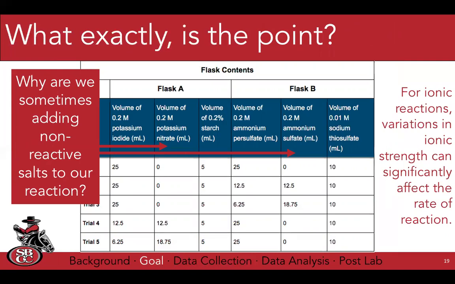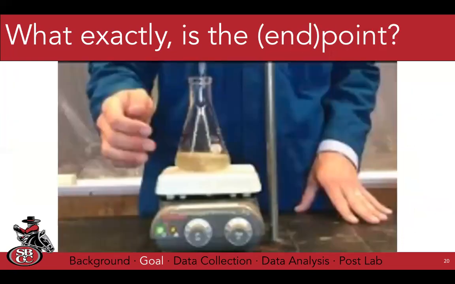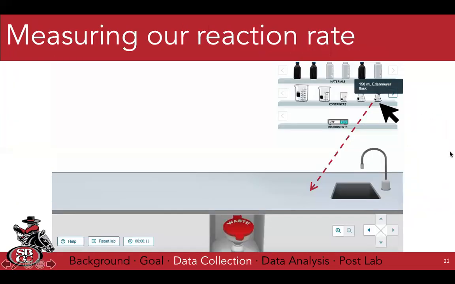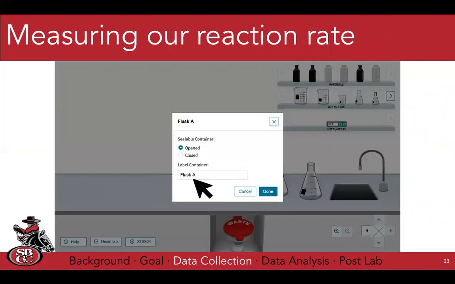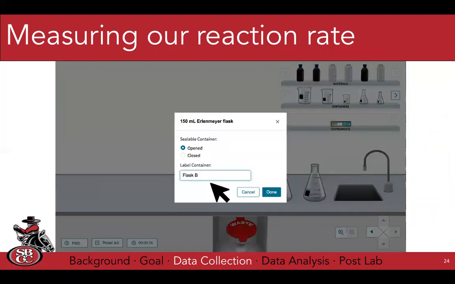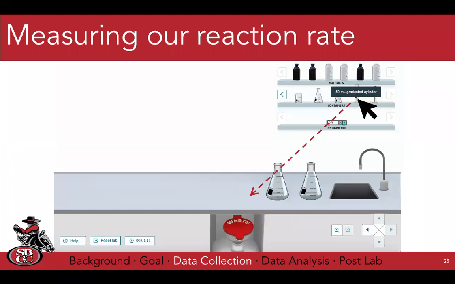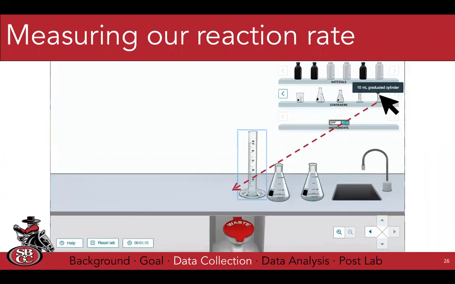So 5 trials, be very careful that you put the right reagents every time in the right flasks and add them, so that you are able to have meaningful data. And so here we go. You'll see you need a couple of flasks, label them. So double click, and then instead of 150 mil Erlenmeyer flask, label them flask A and flask B. That'll be really important. You'll need a couple of graduated cylinders, a 50 and a 10 mil.